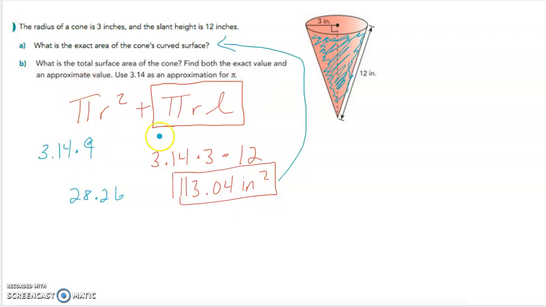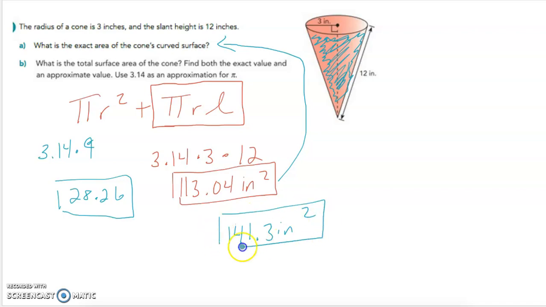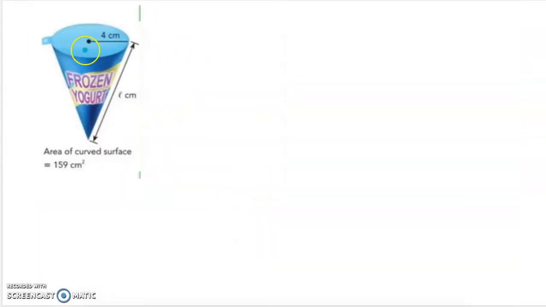And the answer for B is going to be the sum of these two. 28.26 plus 113.04, and that's going to be 141.3. So 141.3 inches squared is the answer for B, which is the total surface area of the cone. Okay, last two guys, and then we're done.